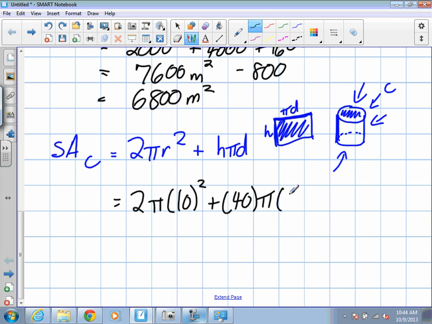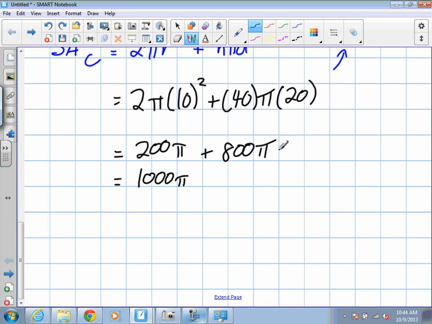So here are all of our numbers. This ends up being 10 squared is 100 times 2 is 200 pi plus 800 pi. It's 1,000 pi. You can multiply it here if you like. That means it would be 3,141. Okay. Beautiful. Thank you, Kira. Excellent. So that's meters squared.